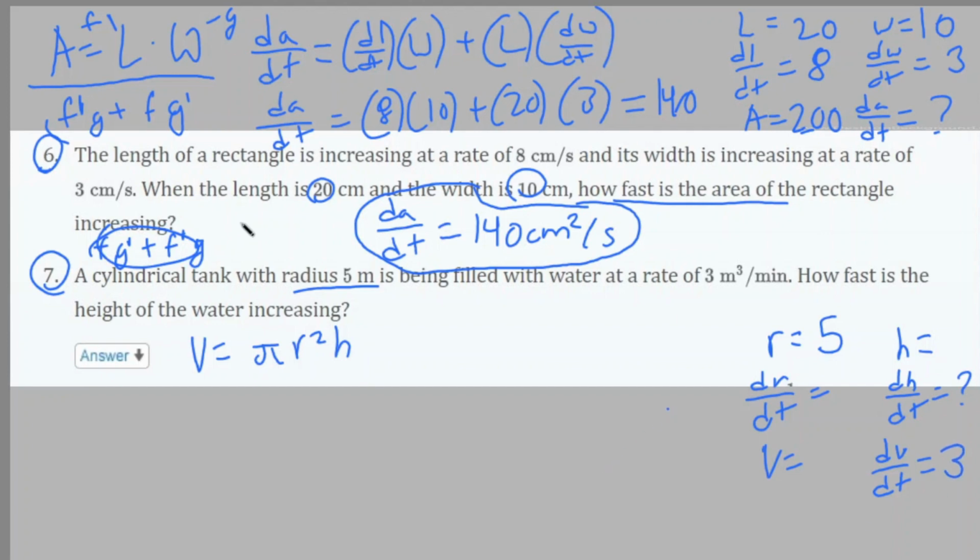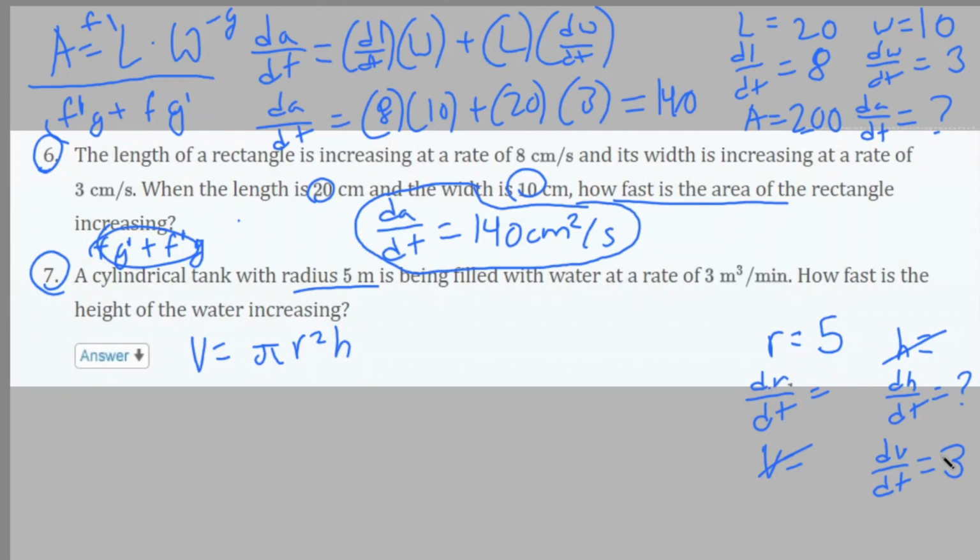How fast is the height of the water increasing? So for the height, we're not actually given any information about the height. But you're going to see here, we don't actually need to know the height. And since we don't know the height, we also don't know the volume. But we don't need to know the height or the volume here. But let's just keep it here just so you guys can visualize it.